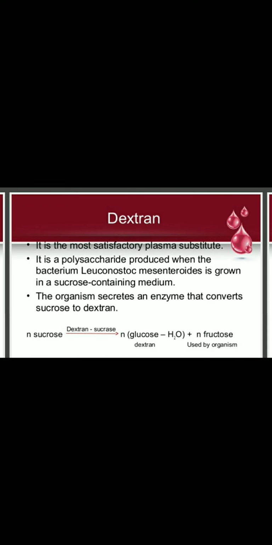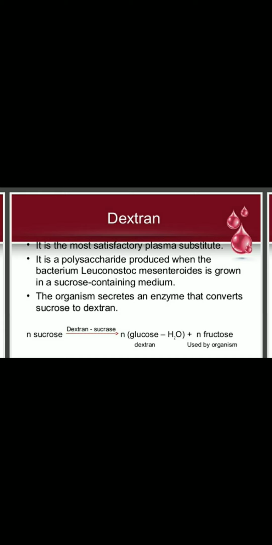Next is dextran. It is the most satisfactory plasma substituent. It is a polysaccharide produced when the bacterium Leuconostoc mesenteroides is grown in a sucrose containing medium. So we have the sucrose containing medium, and from that we add the bacterium, mesenteroides, and due to that the polysaccharide will be produced.